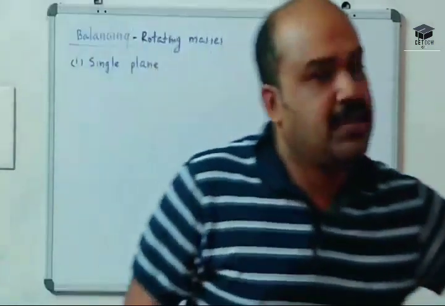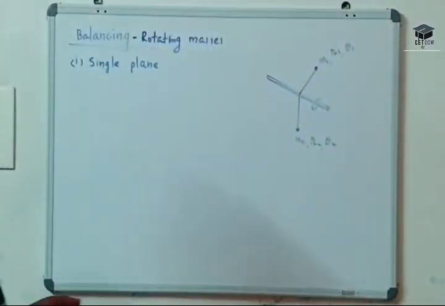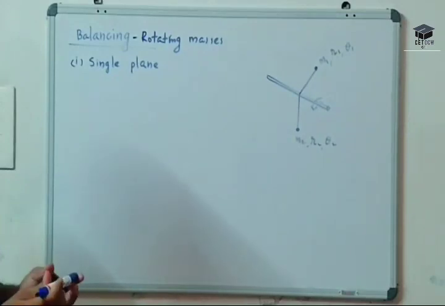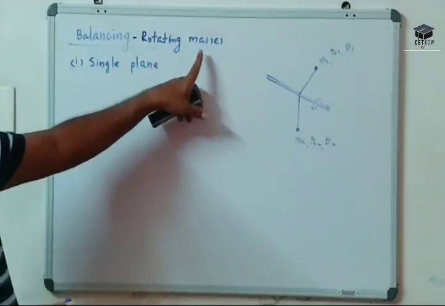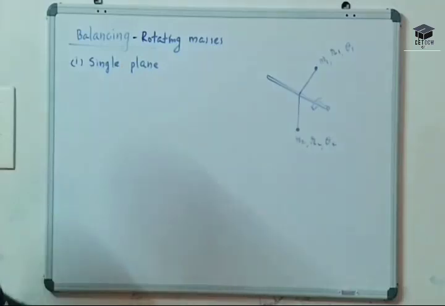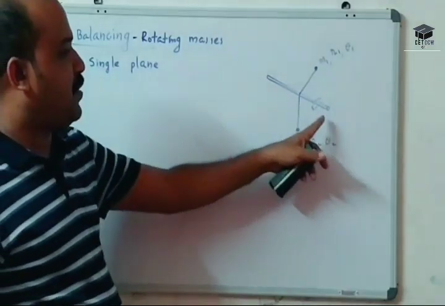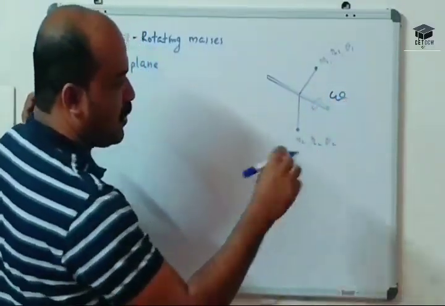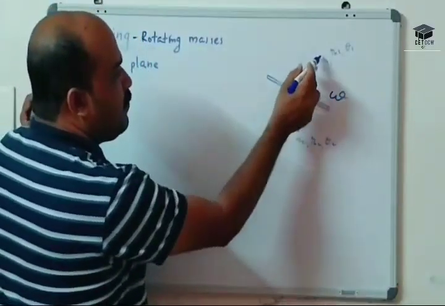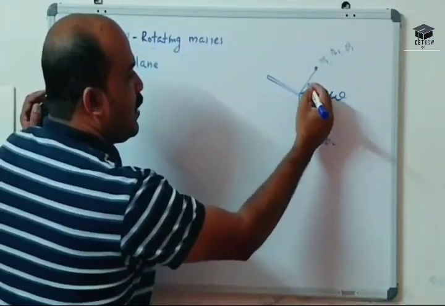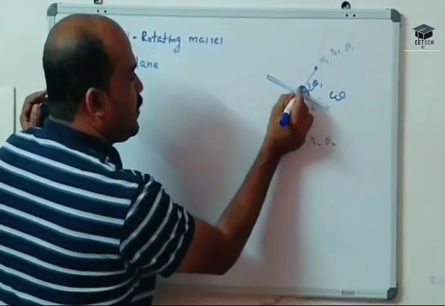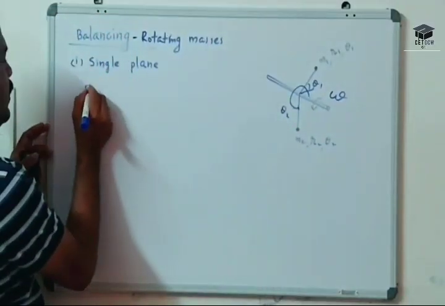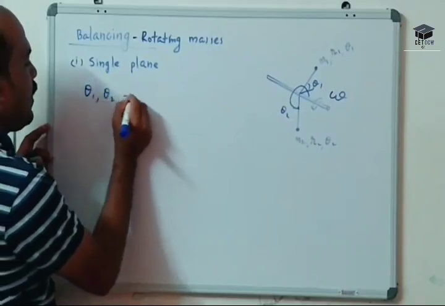Okay, so this session is about balancing of rotating masses. First, we consider balancing of rotating masses in a single plane, just one plane. We consider a shaft which is rotating in the anticlockwise direction with the angular speed omega. Suppose there are two masses m1 and m2, and this angle is theta 1 with horizontal, and this angle is theta 2 with horizontal.